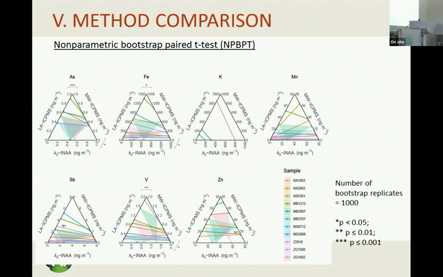A more interesting fact is that there is a significant difference between the microwave digestion ICP-MS standard method and laser ablation ICP-MS and INAA in 3 elements: arsenic, iron, and vanadium. And this result confirms that ICP-MS with microwave digestion could have questionable recovery rates because of the microwave digestion pretreatment, and that laser ablation ICP-MS is a better method for determination of the elements.